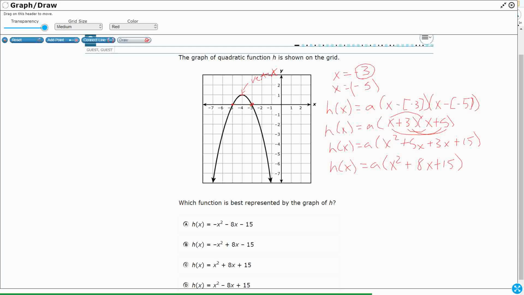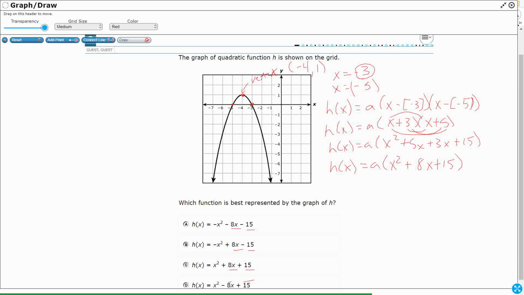Doesn't really help me because look, I've got 8x's and 15's all over the place. The question is, are there negatives or are they all positive? It all depends on that a. So how are we going to solve for that a? Well, let's take a point, and in this case, let's use that vertex that we already labeled. So we know that vertex is going to be x of -4, y of 1.